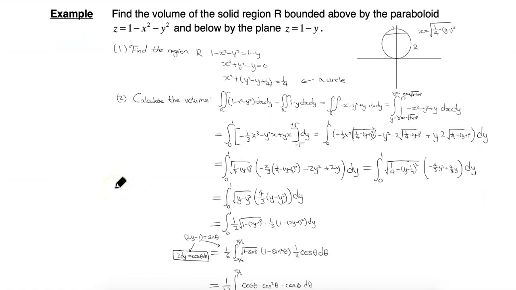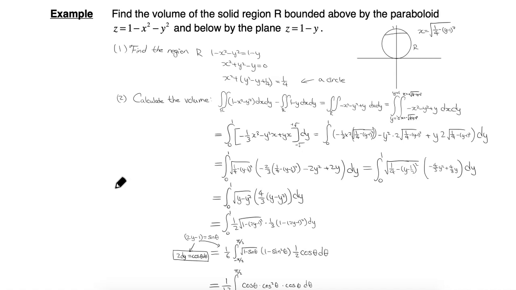Here we have one of the longest and most complex, in terms of number of steps, exercises of all the notes we've done all semester. Find the volume of the solid region R bounded above by the paraboloid z equals 1 minus x squared minus y squared, and below by the plane z equals 1 minus y. So we have a plane, we have a paraboloid, and between them they form a certain volume in space, and we wonder, what is that volume? How big is that region in 3D?